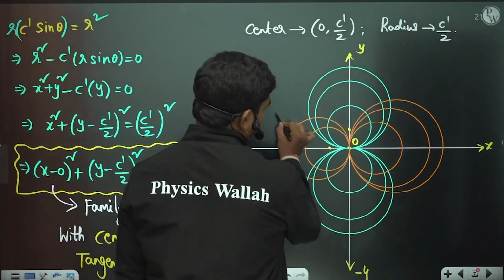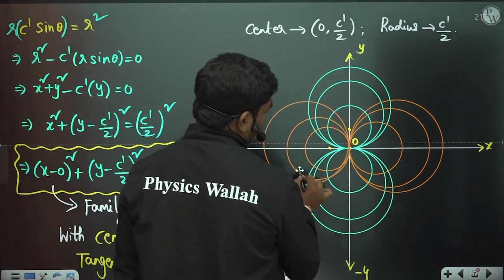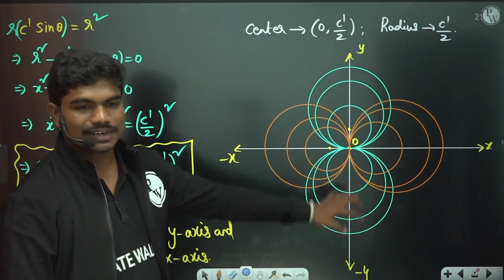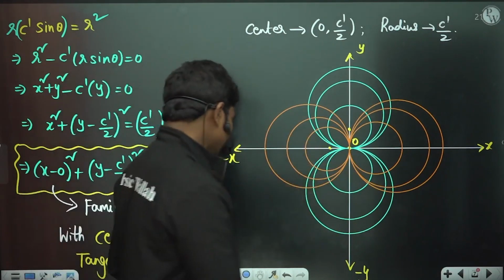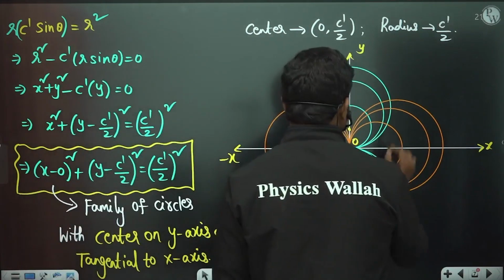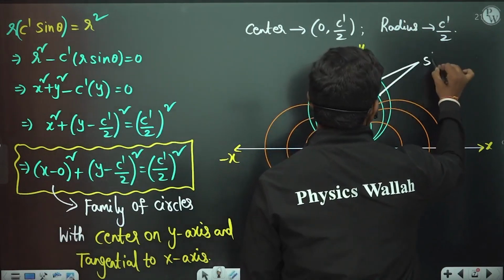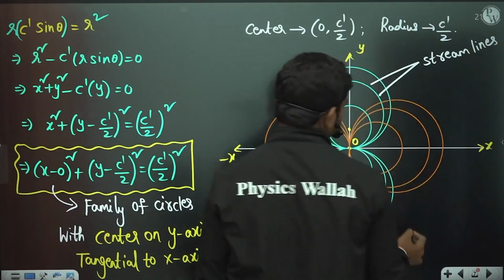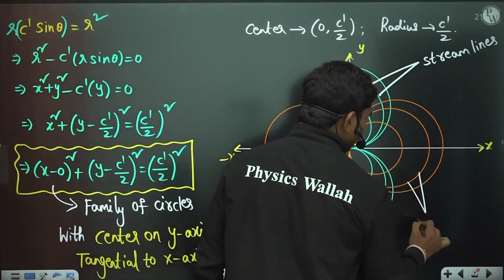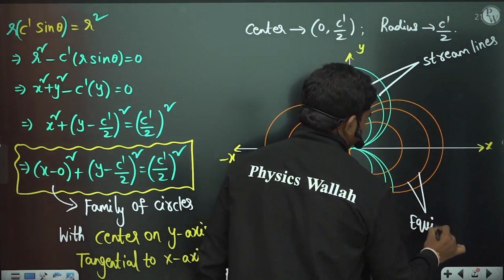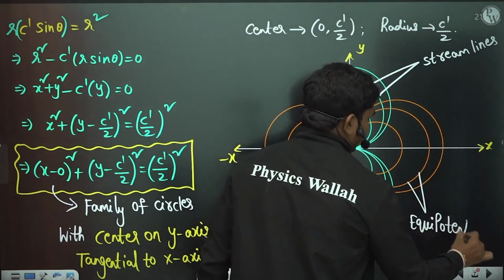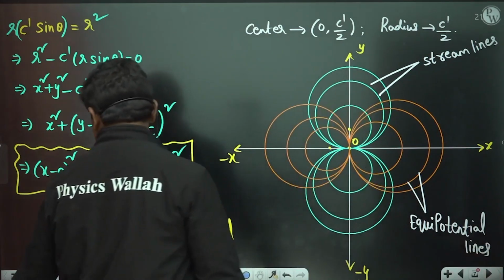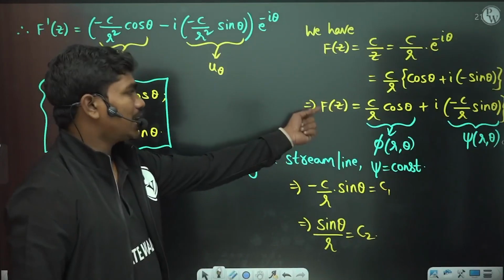So this is how we have the flow net. These are the equipotential lines and these are the streamlines. Whatever is in blue color are streamlines, and whatever is in this orange color are equipotential lines.